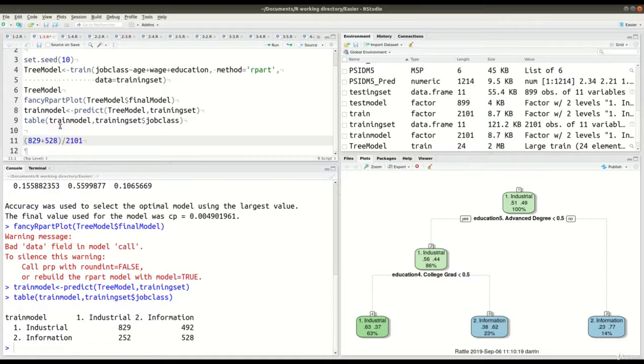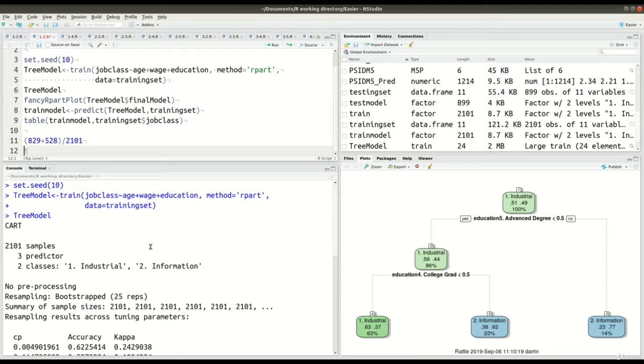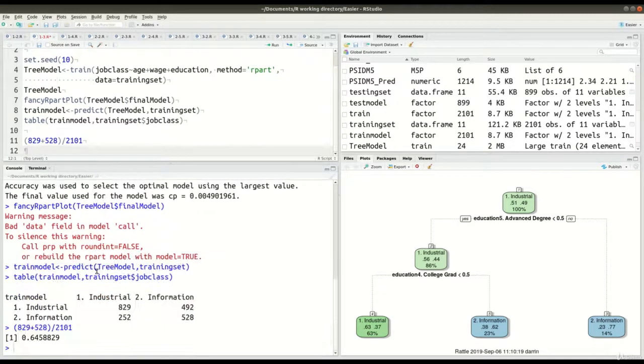So I just took the diagonals and divided them by 2,101, and you can see we got an accuracy of 64.5. That's slightly different from what the model says. I believe the model says 62, but you get the idea. Because this was using a slightly different algorithm, you get a slightly different number, but not anything that's a major difference. So what we did in this video is as follows.